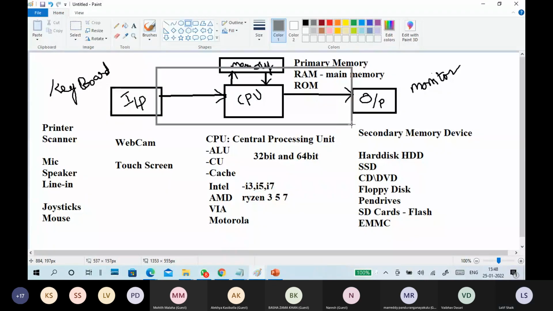Remember that one. Everything is connected to the motherboard. Sir, what is the difference between hard disk and floppy disk?